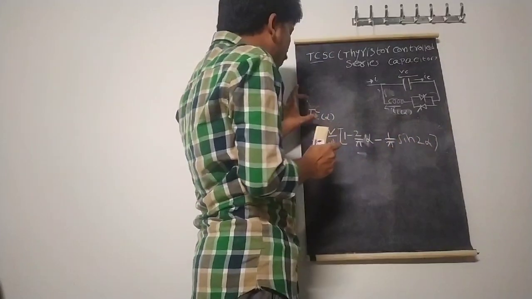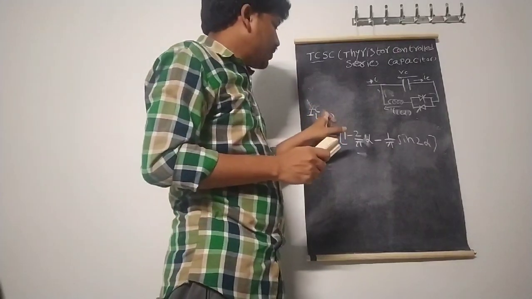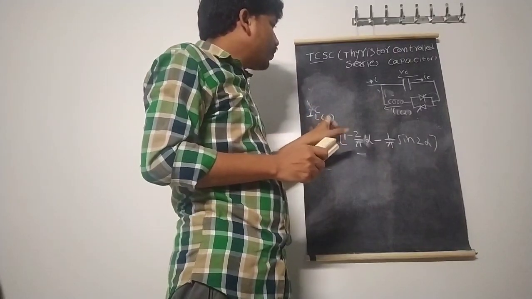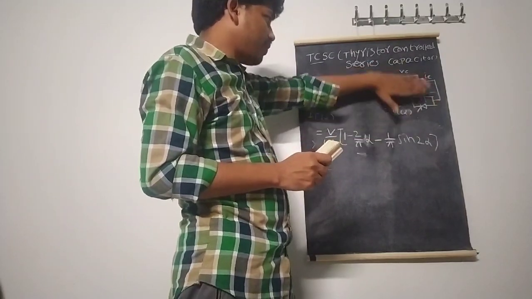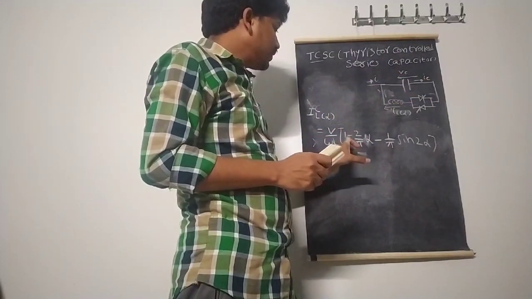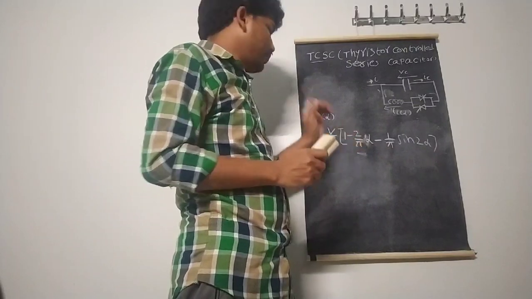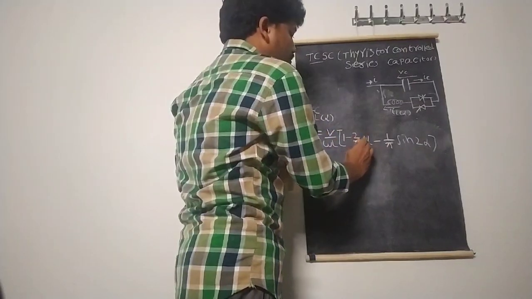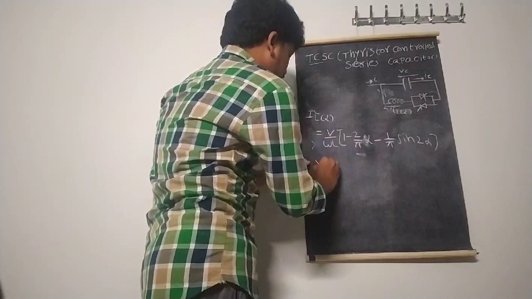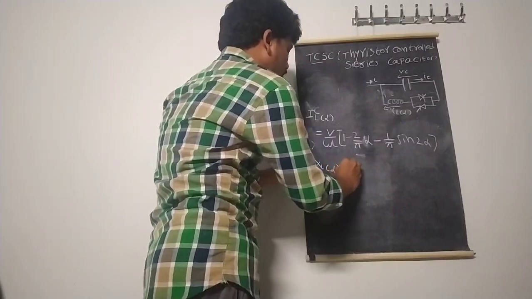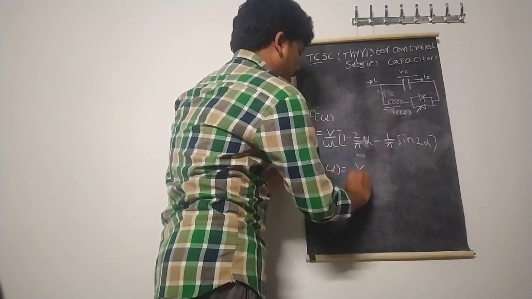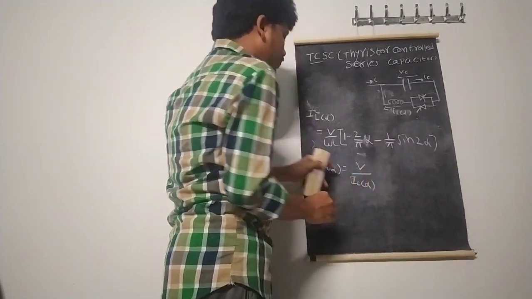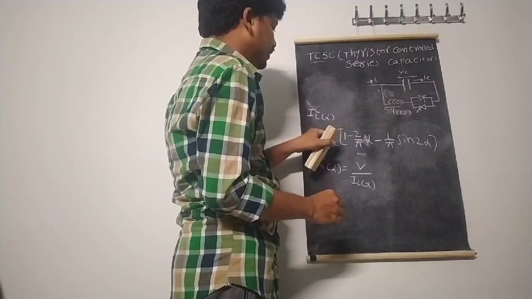This is the amount of reactive current, the amount of inductor current flowing through this reactor whenever the TCR is in operating condition, as a function of alpha. This can be observed in the previous class in unit 4. From this, what is XL of alpha? X is equal to V by IL of alpha. Substitute IL of alpha in this equation.